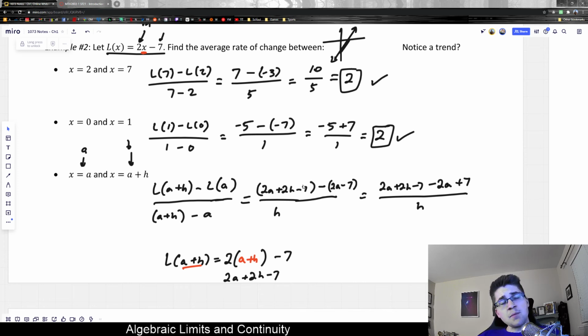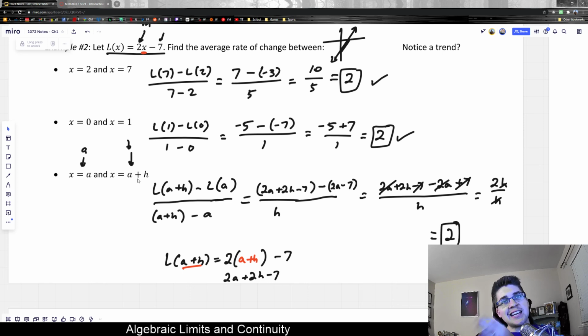And what you probably notice about the numerator here is that, well, I have a minus 7 and a plus 7. Those will cancel. And I have a 2a and a minus 2a. Those will also cancel because they are like terms but opposites, which will always add up to 0. And that will leave me with only 2h divided by h. Notice that I actually end up with a common factor of h, which will also cancel because anything divided by itself makes 1, which would leave me with 2. And what I end up getting is 2.